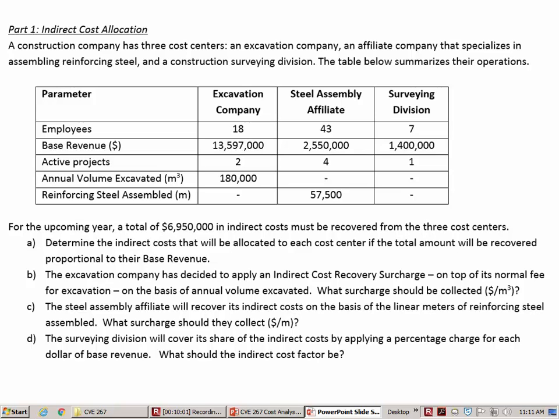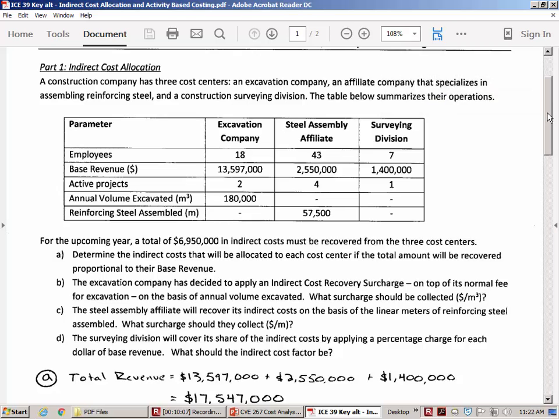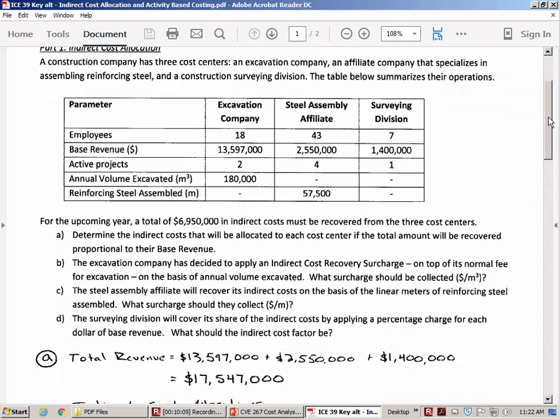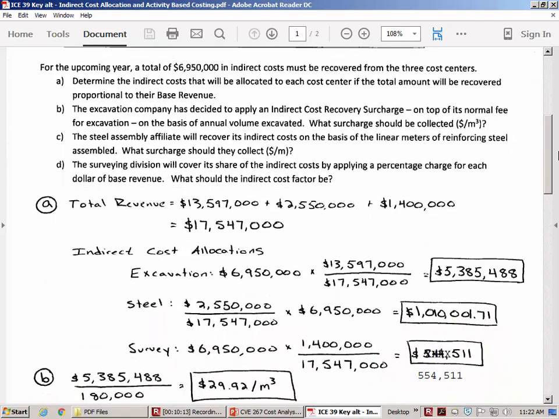And of course, it's fine to collaborate with your classmates as you go through this one. Let's just take a look at the first couple of parts, part A and B. I want to see if everyone's on the right track so far.